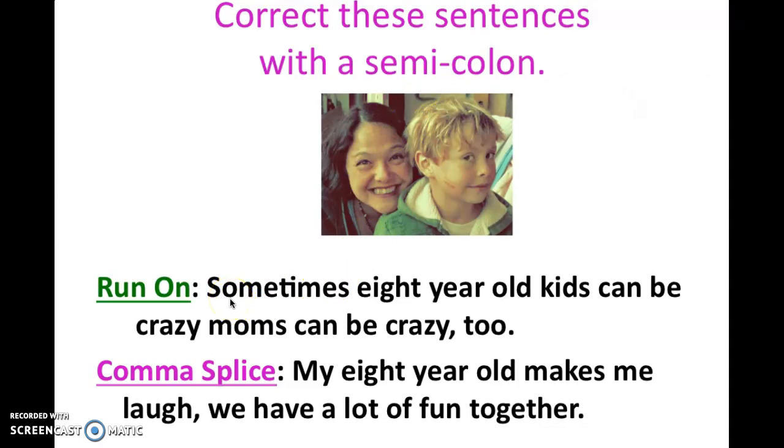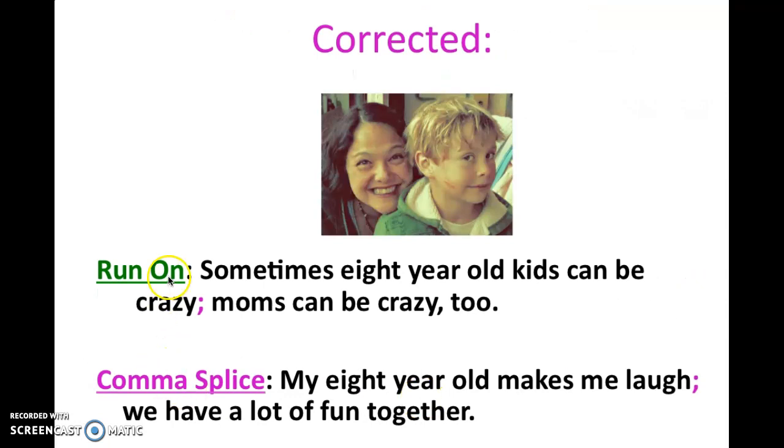You find the first sentence. Sometimes 8-year-old kids can be crazy. Moms can be crazy too. Where's the sentence break? After the first crazy. So you could add a semicolon. Similarly, my 8-year-old makes me laugh. We have a lot of fun together. Here's where the sentence ends. If I add a semicolon, here would be crazy, and here would be the semicolon between the two sentences.